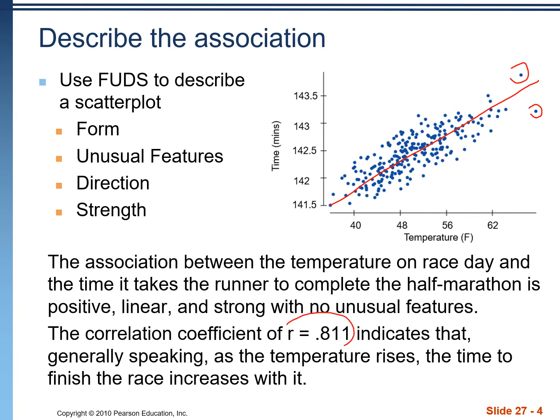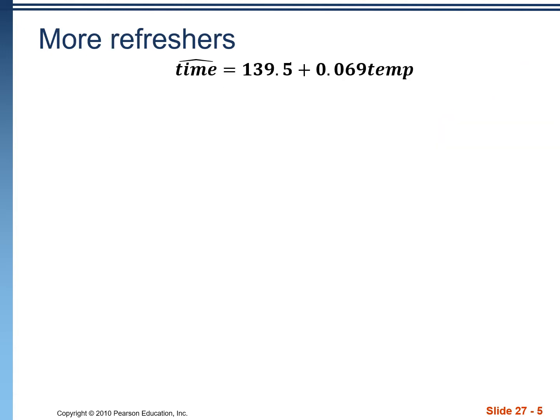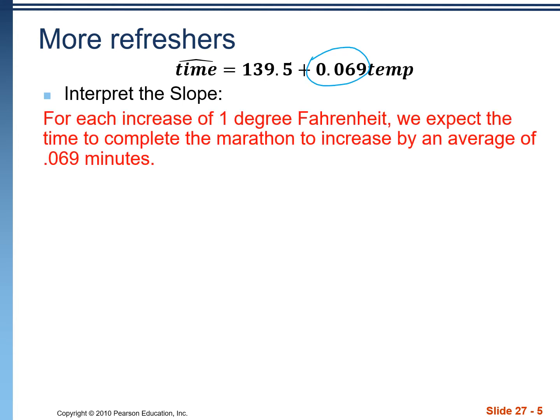Okay, this value we get from the calculator. The correlation coefficient of R equals 0.811 indicates that, generally speaking, as the temperature rises, the time to finish the race increases with it. Now, there are a lot of things that we can be asked about this line of best fit equation. For example, interpret the slope. And the slope is the number that's attached to our explanatory variable temperature, 0.069. For each increase in 1 degree Fahrenheit, we expect the time to complete the marathon to increase by an average of 0.069 minutes. As this goes up by 1, this goes up by the slope.